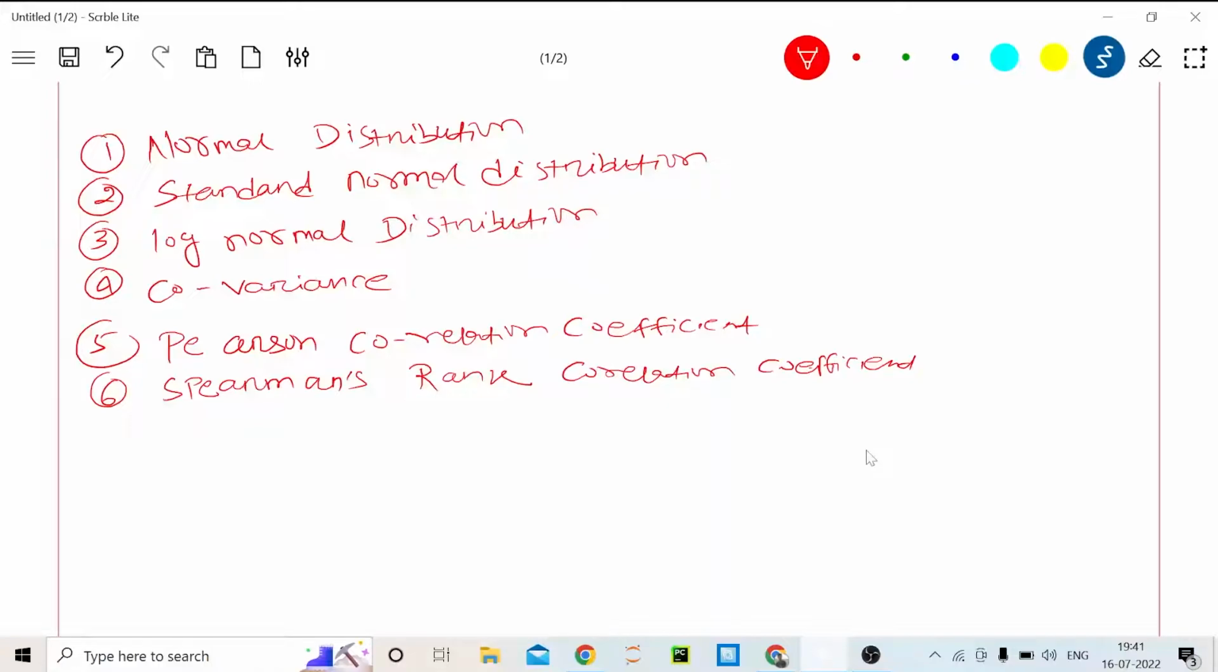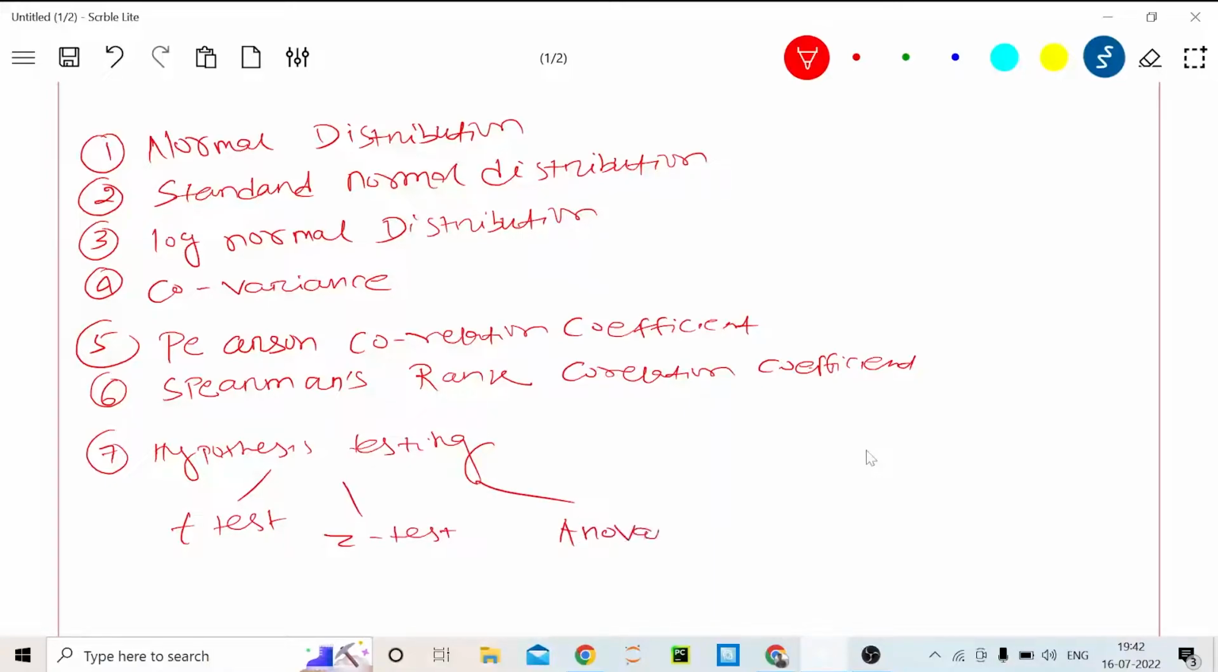In the case of hypothesis testing, I have written it here. There is the T test, Z test, there may be the ANOVA test, and there is also the chi-square test. These 4 tests we will run in the next upcoming class.